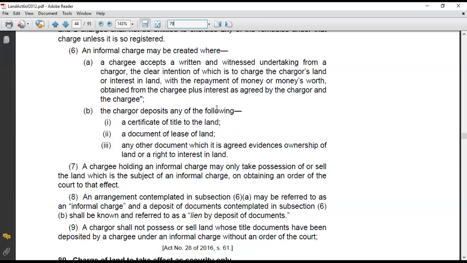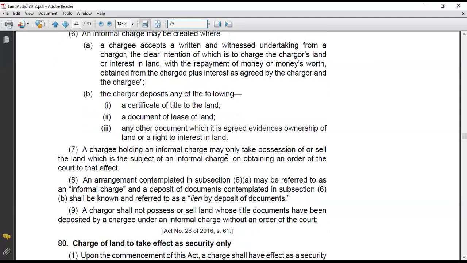The chargee deposits any of the following: certificate of title of the land, a document of lease, or any other document. A chargee holding an informal charge may only take possession or sell land which is subject to an informal charge on obtaining an order of the court to that effect.